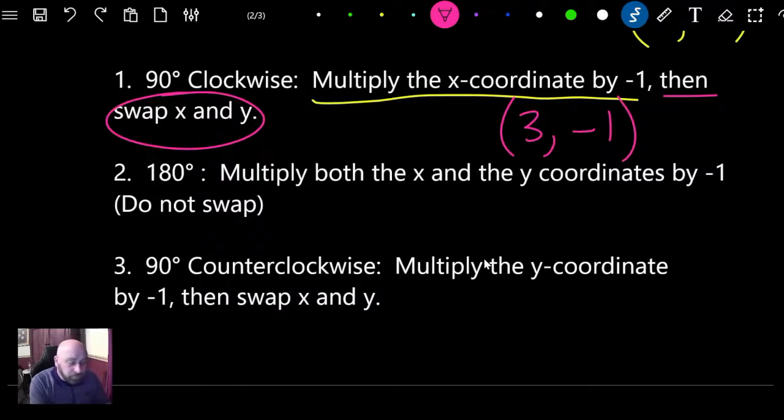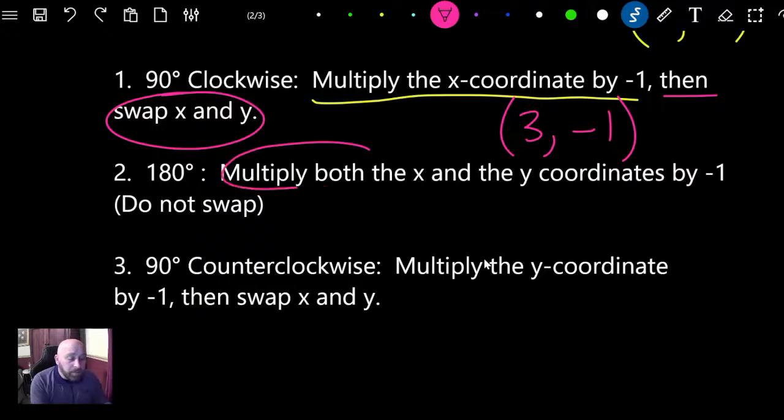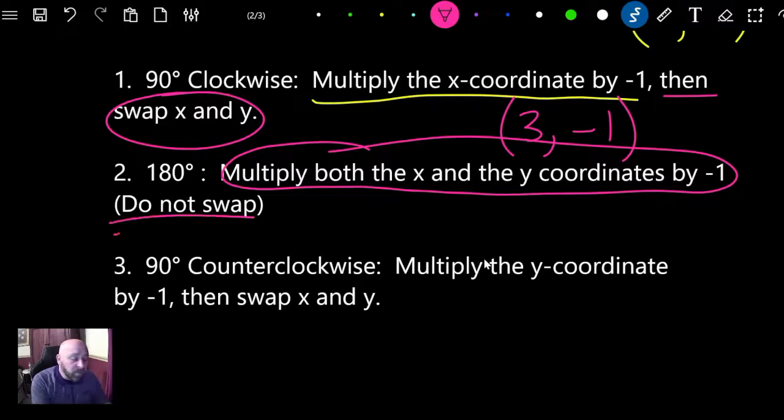Next, for the 180-degree rotation, here's what you will do. Multiply both the x and the y coordinate by -1. Notice it says do not swap that one. We don't switch the x and the y. We just multiply them both by -1, and it will rotate it two spots.